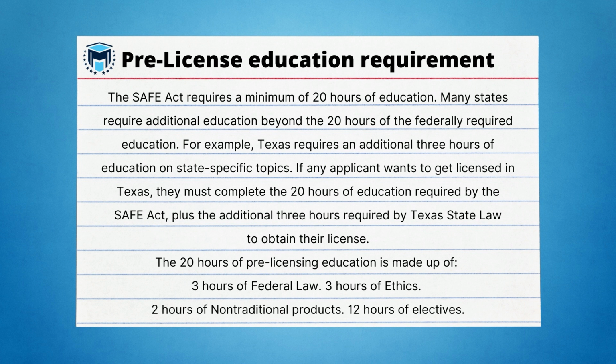The 20 hours of pre-licensing education is made up of 3 hours of federal law, 3 hours of ethics, 2 hours of non-traditional products, and 12 hours of electives.